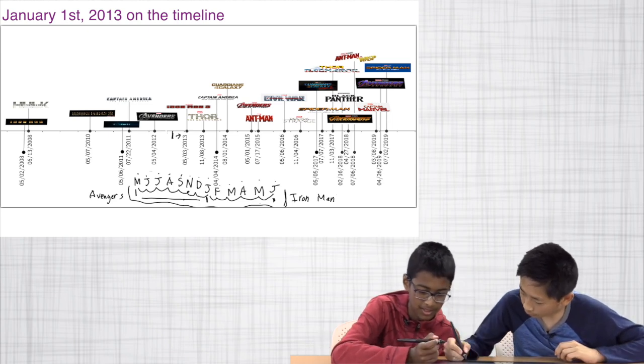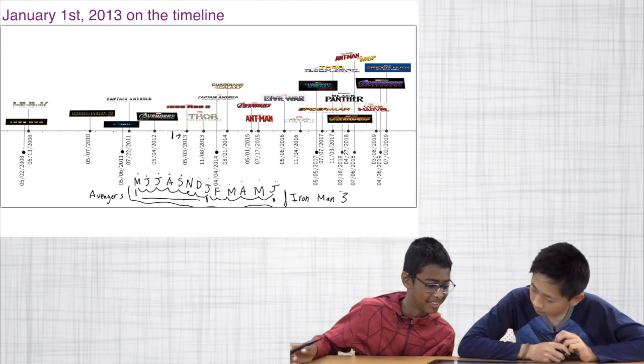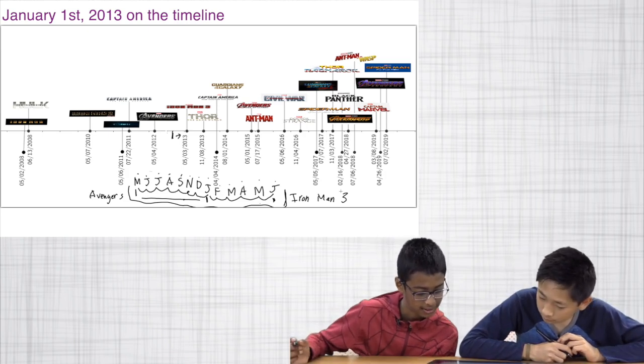How many Iron Man movies did they make? They must have made a ton. It's 3 all the way by 2013.